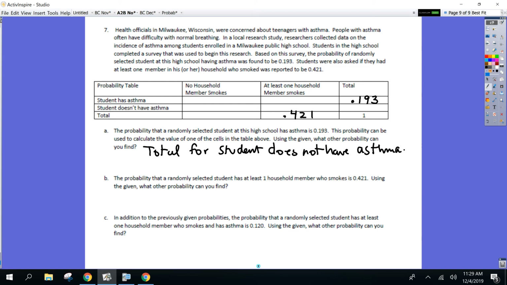And then when I gave you the 0.421, what other probability could you find? The one that doesn't have a member that smokes. Total for which total? I guess there's only one left, right? No household member smokes.